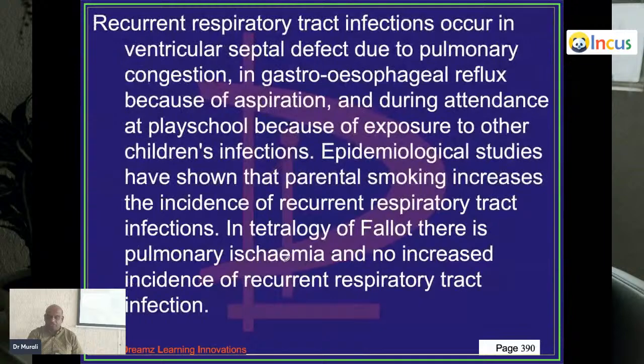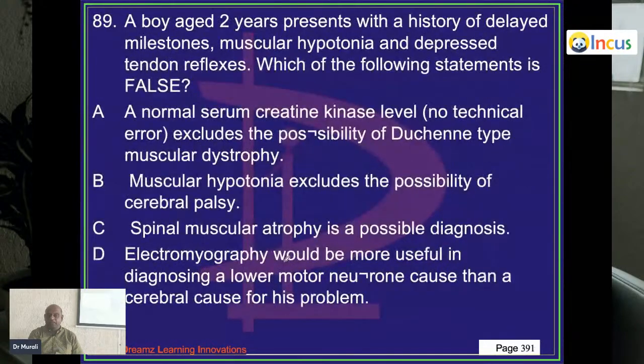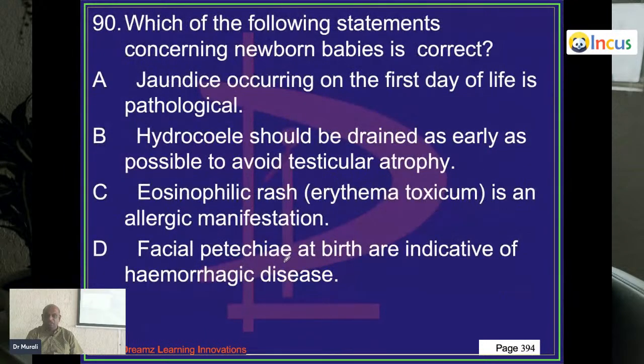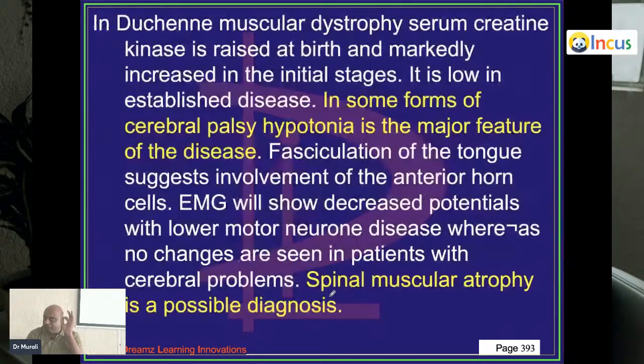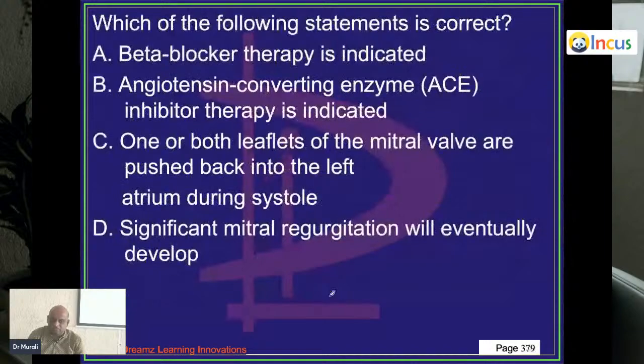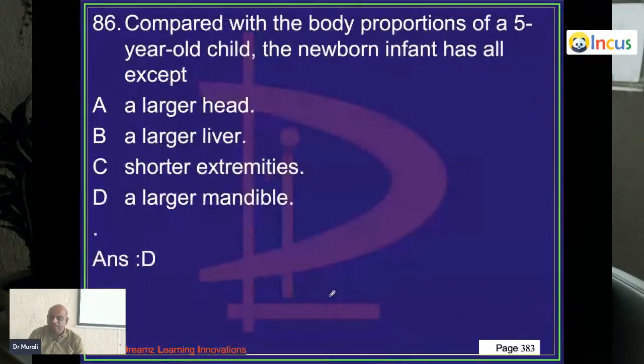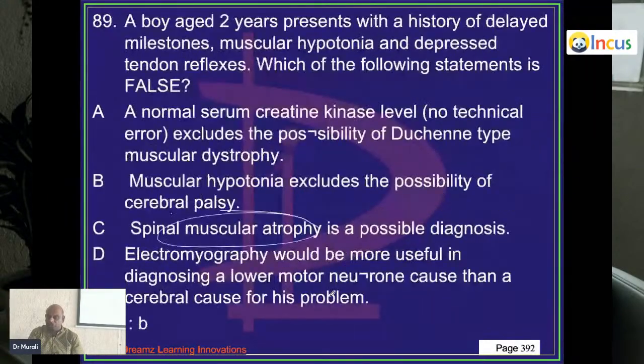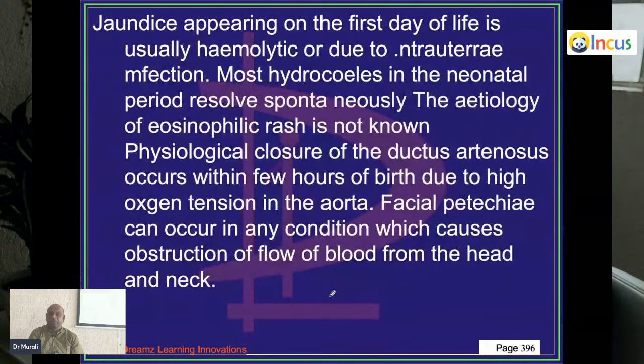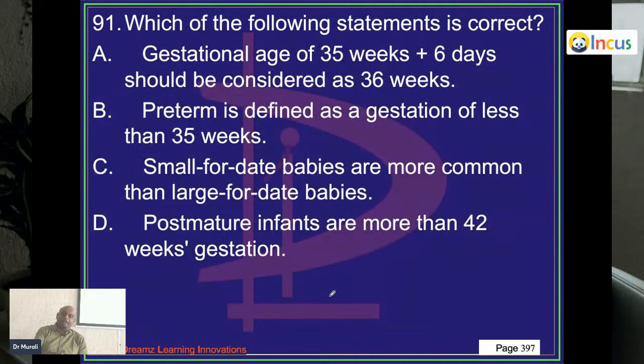Newborn babies. What is correct about newborn baby? Any jaundice occurring the first day is pathological. Right? First day is pathological jaundice. So usually hemolytic or intrauterine infection, they lead to jaundice appearing on the first day of life.